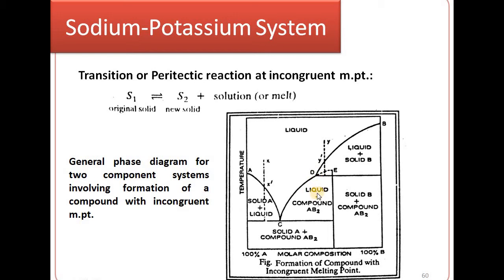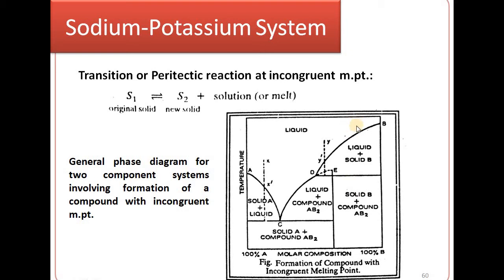Now, as this compound is decomposing before the melting point, at point D, before reaching point E, this compound is decomposing to give solid B plus liquid melt. So in this area we have liquid plus compound AB2. In this area we have liquid plus solid B. Now below this line we have solid B plus compound AB2.